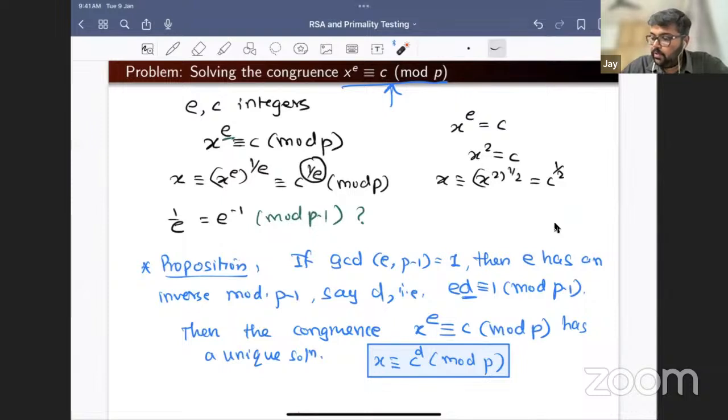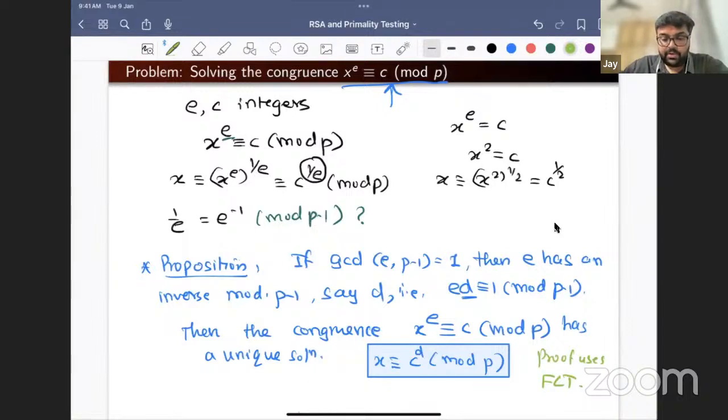Okay, the proof we are not going into, but what it uses. The proof uses Fermat's theorem that we have seen. Simple application is just we have to verify. Everything is given. We have to just verify, plug in the value of X in the congruence C power D.